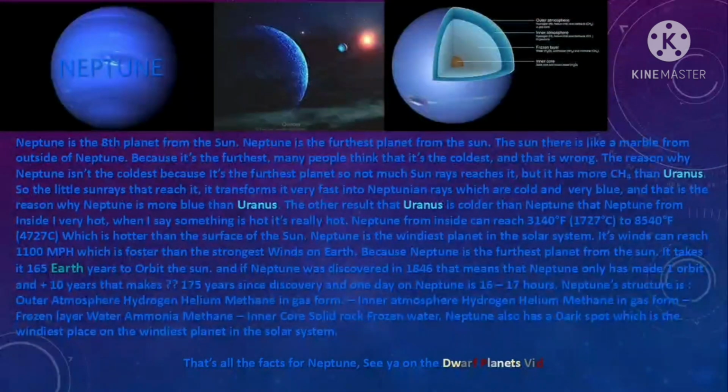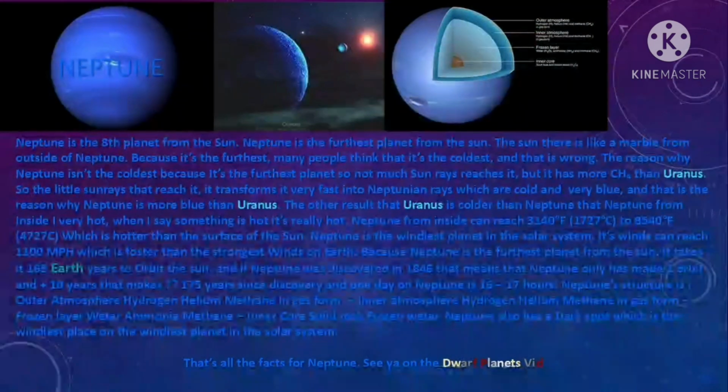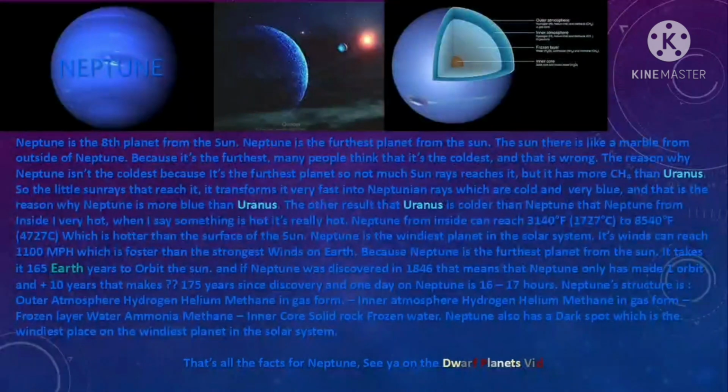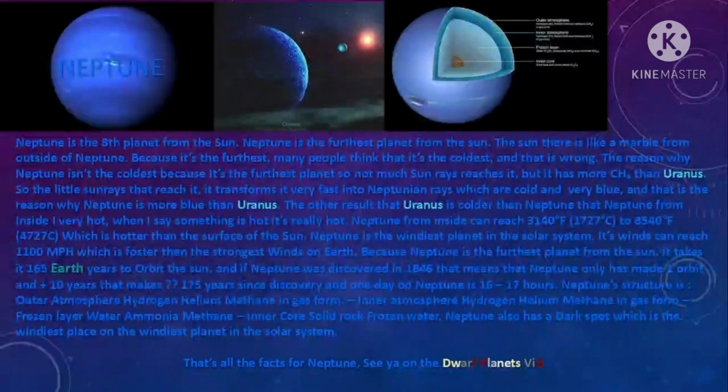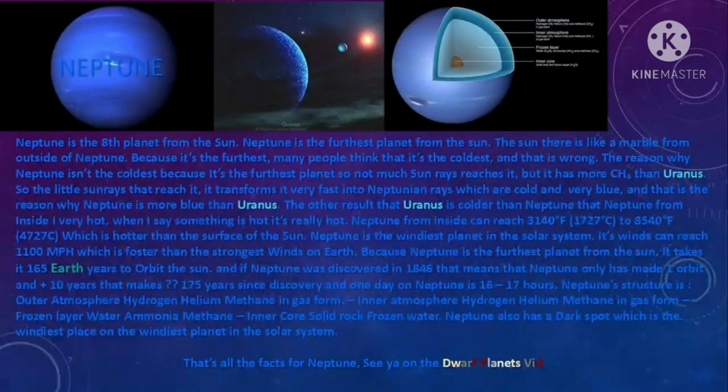On the other hand, the result is that Uranus is colder than Neptune, and Neptune from inside is very hot. When I say something's very hot, I mean it. Neptune from inside can reach 3,140 Fahrenheit (1,727 Celsius) to 8,540 Fahrenheit (4,727 Celsius), which is hotter than the surface of the sun.